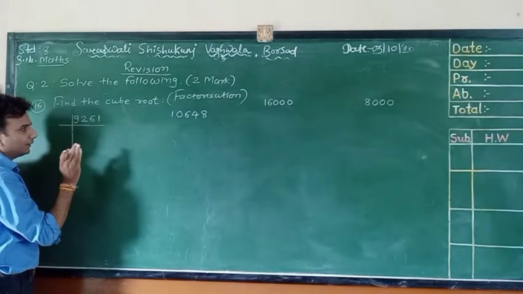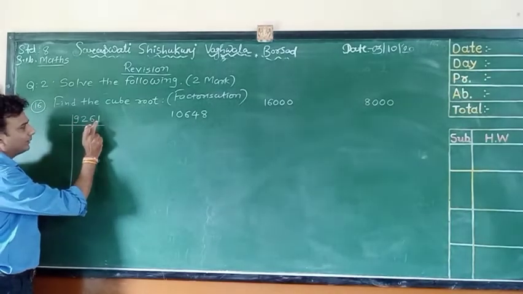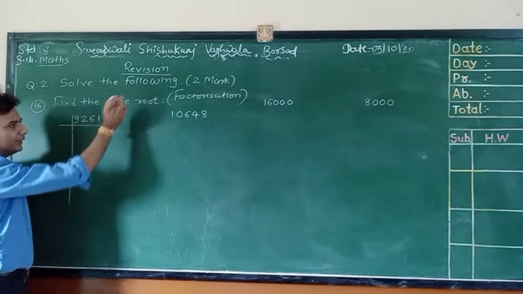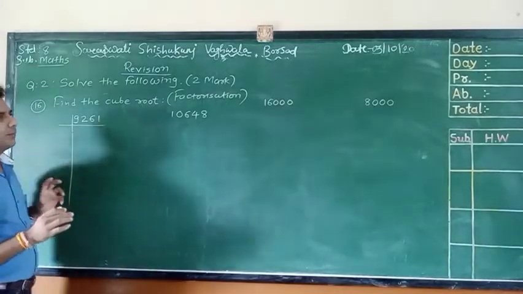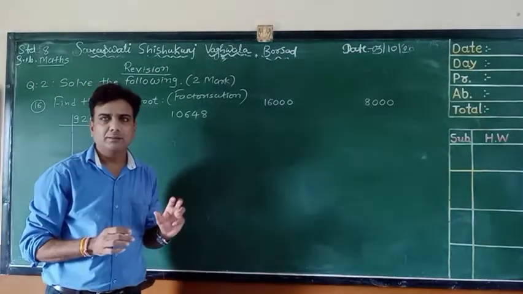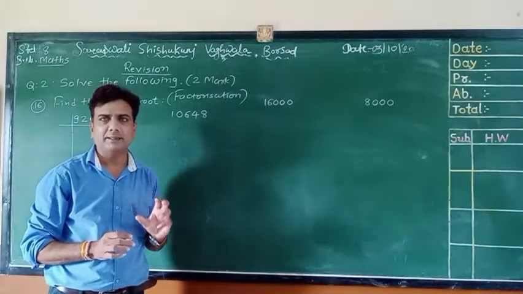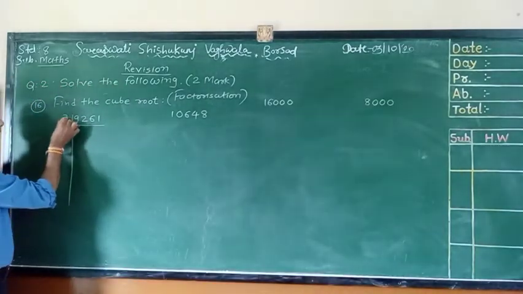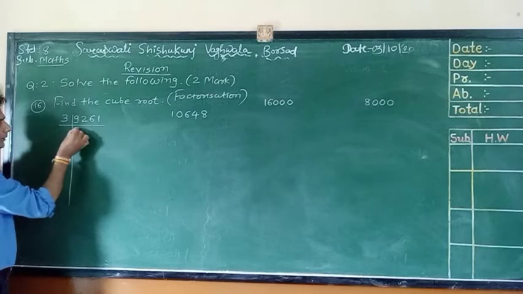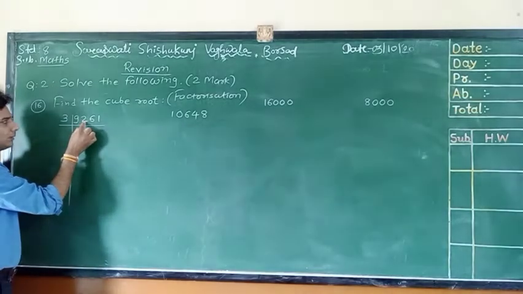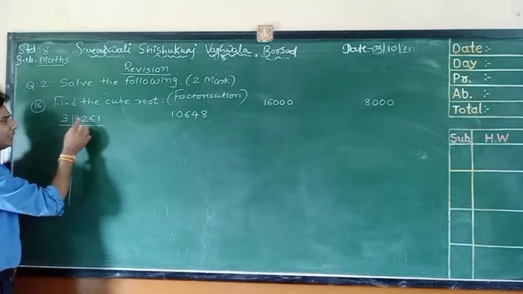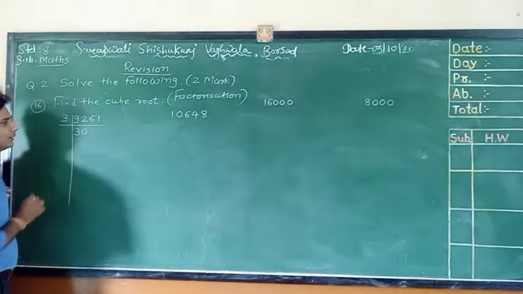So 3. For the verification of 3, 9 plus 2 is 11, 11 plus 6 is 17, 17 plus 1 is 18. So the number 18 can be divided by 3, which means in short this number is divisible by 3. See, this is very important. 3 threes are 9. Now 2 came, but 2 is less than 3, so we can't divide by 3, and we have to put 0 here.